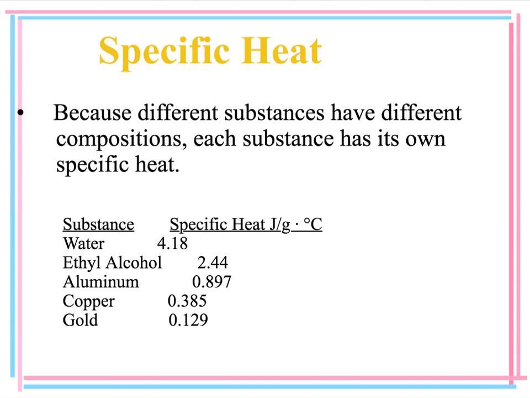And the reason there are so many different specific heats is because different substances, of course, have different compositions. So each substance has its own specific heat. And again, these are things that we can look up in a table, or if we're working a problem, we may give it to you already so that you don't have to go look it up.